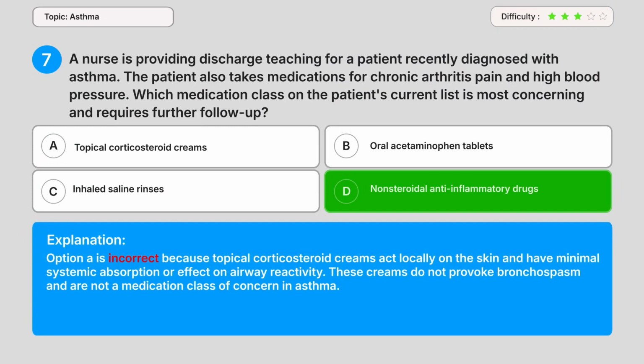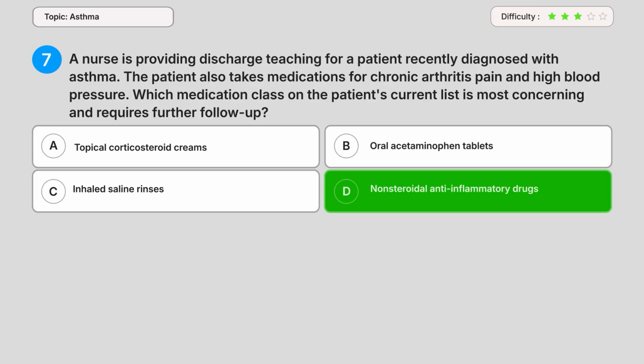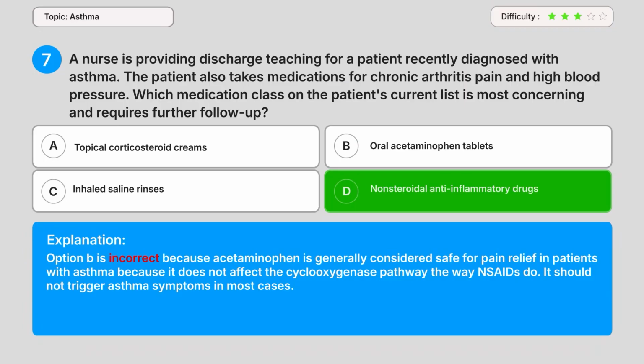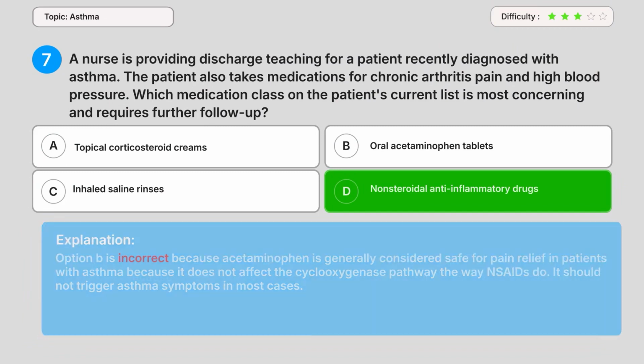Option A is incorrect because topical corticosteroid creams act locally on the skin and have minimal systemic absorption or effect on airway reactivity. These creams do not provoke bronchospasm and are not a medication class of concern in asthma. Option B is incorrect because acetaminophen is generally considered safe for pain relief in patients with asthma because it does not affect the cyclooxygenase pathway the way NSAIDs do. It should not trigger asthma symptoms in most cases.